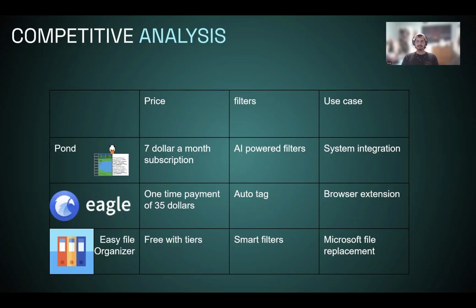There are other products on the market similar to Pond, such as Eagle and Easy File Organizer. These programs vary in some important aspects, though. All three programs have an auto tagging system implemented, but the use cases are not exactly the same. For Easy File Organizer, it aims to replace File Explorer entirely, and Eagle is just a browser extension meant to organize downloaded files from your browser. And as previously mentioned, Pond aims to be well integrated into the system and have access to all files on your PC, so it aims to be a little bit more intensive and a little bit more useful.